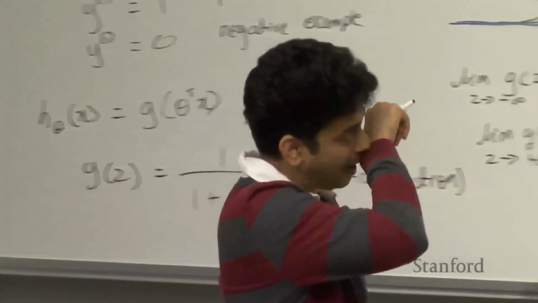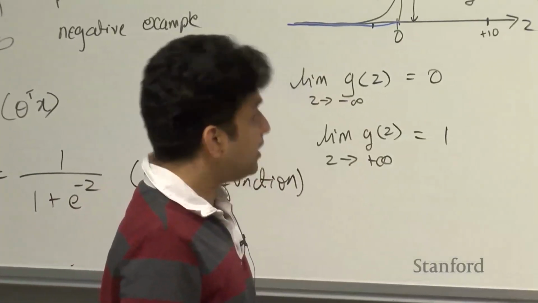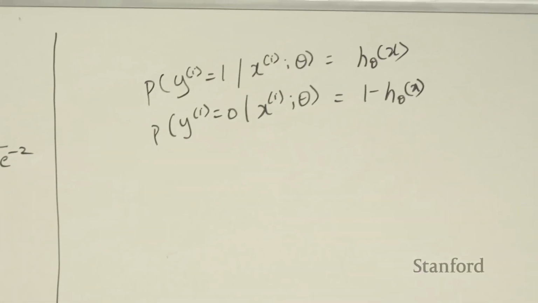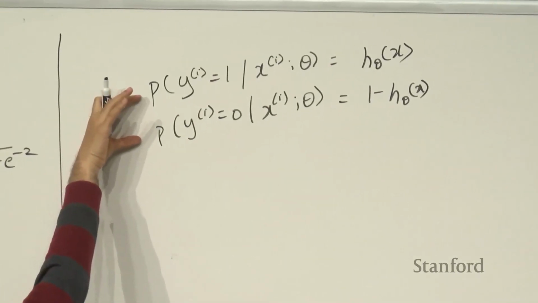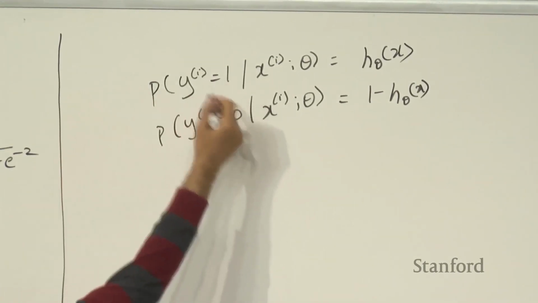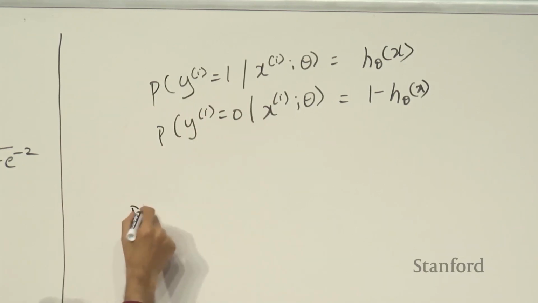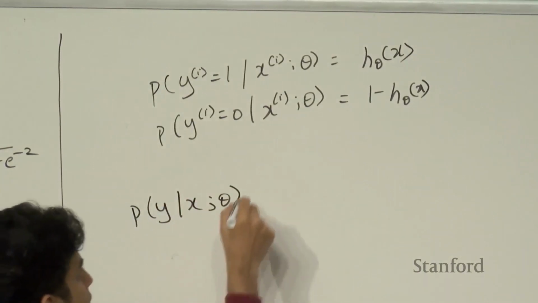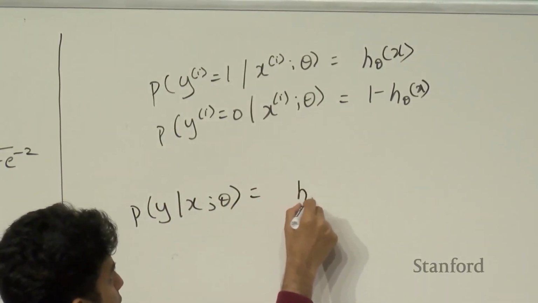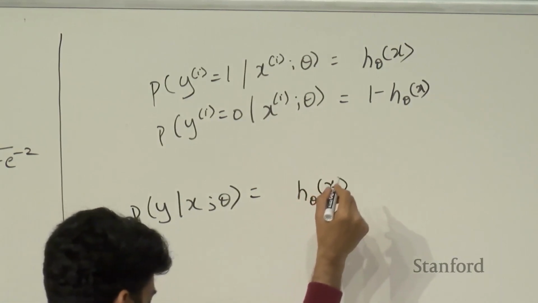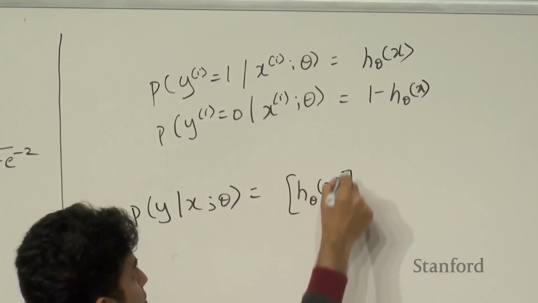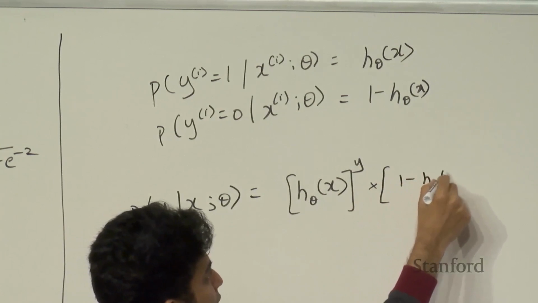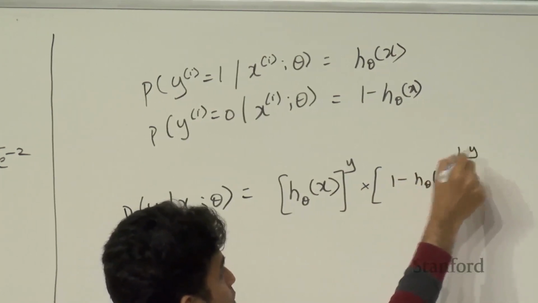So this is our hypothesis. Now, based on these two expressions, we're going to define the likelihood function. Instead of writing a different expression for different values of y, we will write it in a compact way. P of y given x, theta is equal to h theta of x to the power of y, times 1 minus h theta of x to the power of 1 minus y.